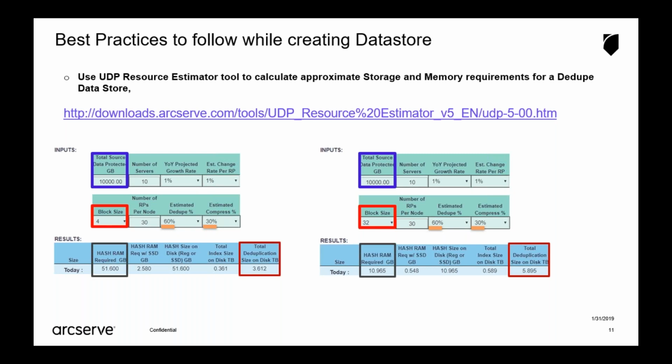At the same time, the hash memory, which is the physical RAM, the requirement for 4K block size is more than the bigger block 32. But with SSD, the smaller block 4K requires 2.5 GB, whereas 32K block requires only 500 MB. This is the physical memory, the pure memory, which is mentioned if you are choosing SSD as the hash destination.